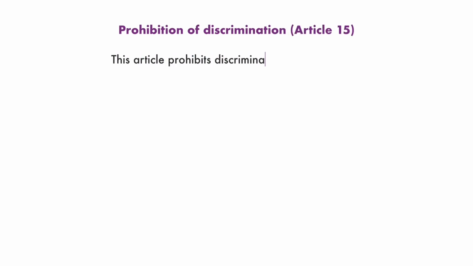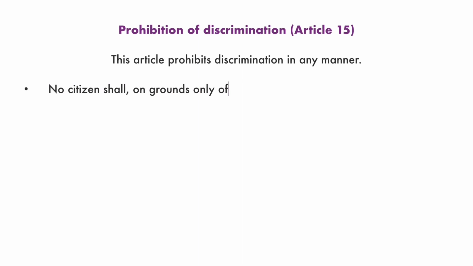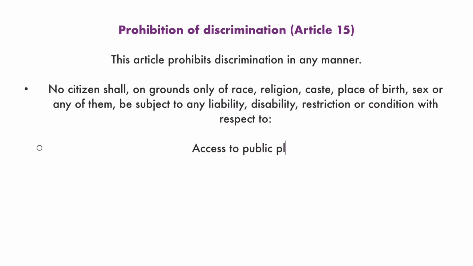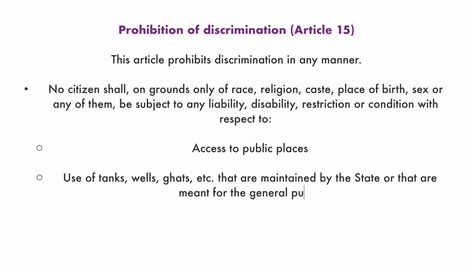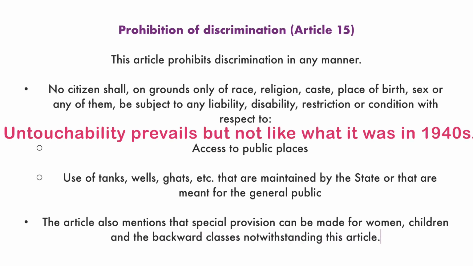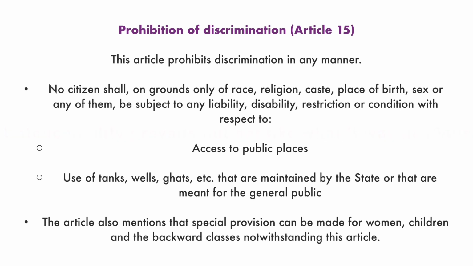Now let's talk about Article 15, Prohibition of Discrimination. No citizen shall, on the ground only of race, religion, caste, place of birth, sex, or any of them, be subject to any sort of discrimination with respect to the following: access to public places, use of tanks, wells, ghats that are maintained by the state or that are meant for the general public. This article also mentions that special provision can be made for women, children, and backward classes. When this article was framed, you can clearly understand that untouchability was very prevalent at that time, when we had very early on gotten our independence, and that is why it was necessary to include this article so that nobody is mistreated.